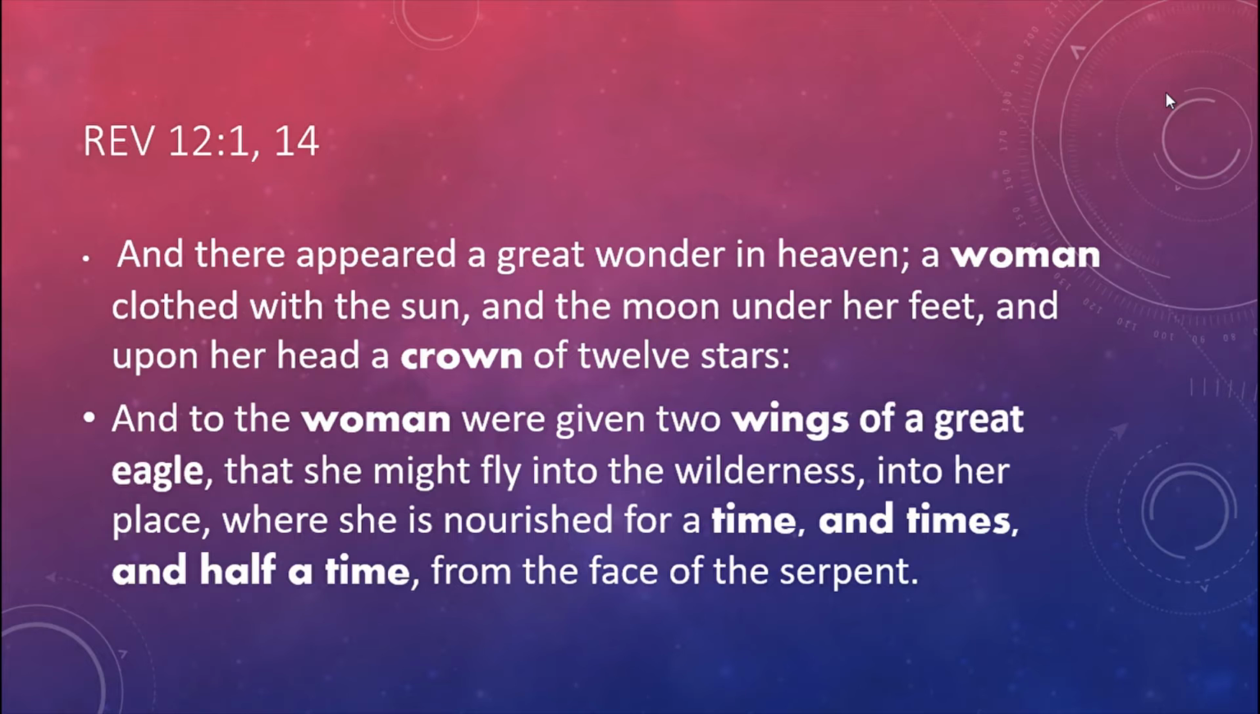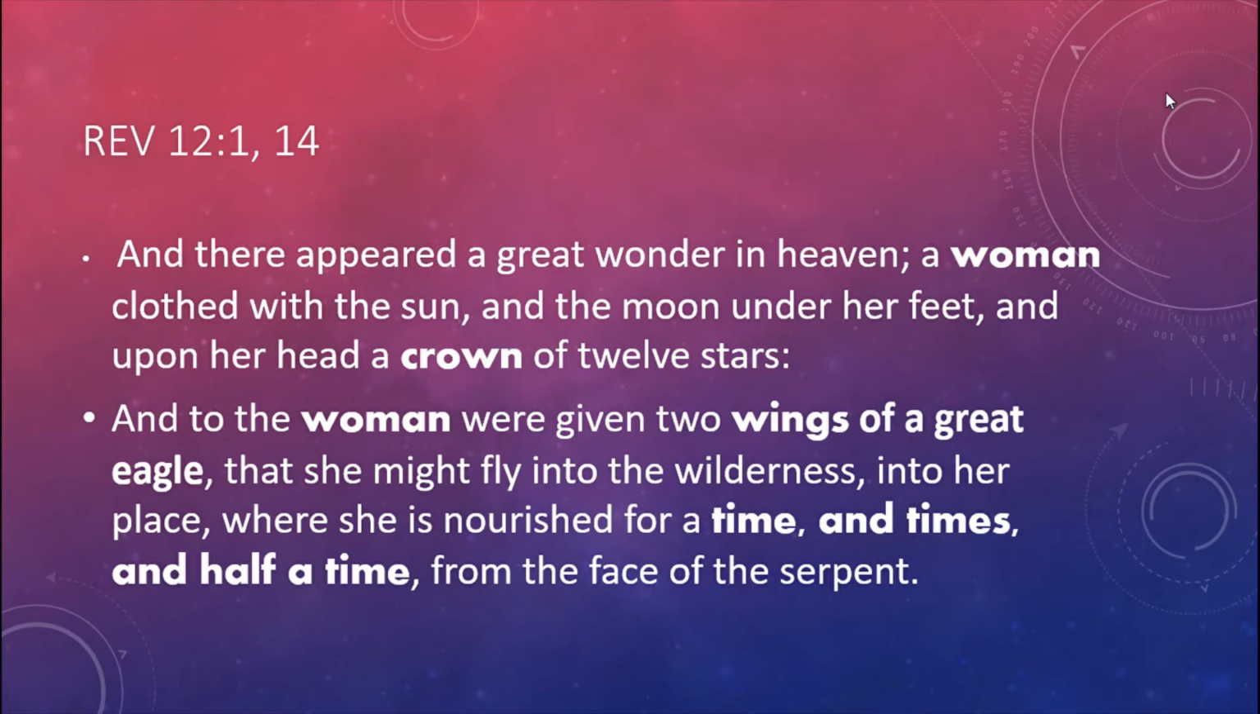Okay, let's look at the usage of some of these symbols in prophecy. In Revelation 12, verse 1 and 14: And there appeared a great wonder in heaven, a woman clothed with the sun and the moon under her feet, and upon her head a crown of 12 stars. And to the woman were given 2 wings of a great eagle, that she might fly into the wilderness, into her place, where she is nourished for a time and times and half a time, from the face of the serpent.